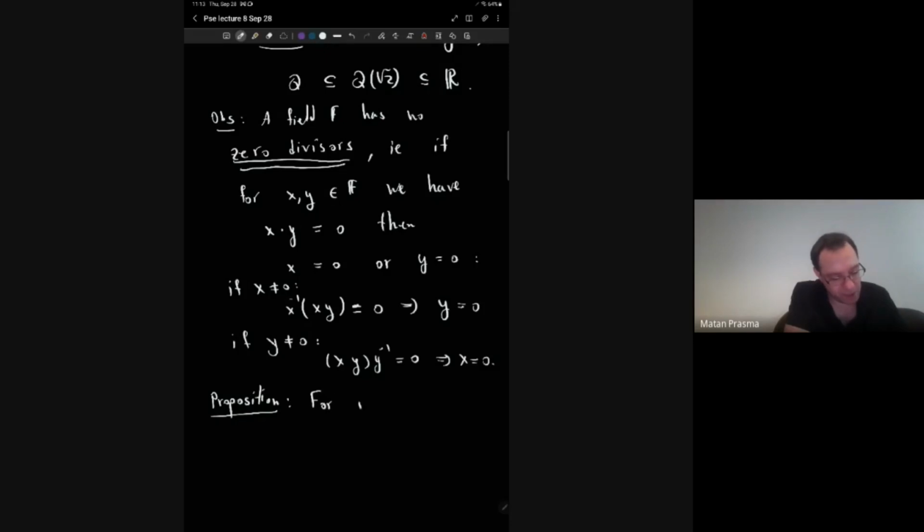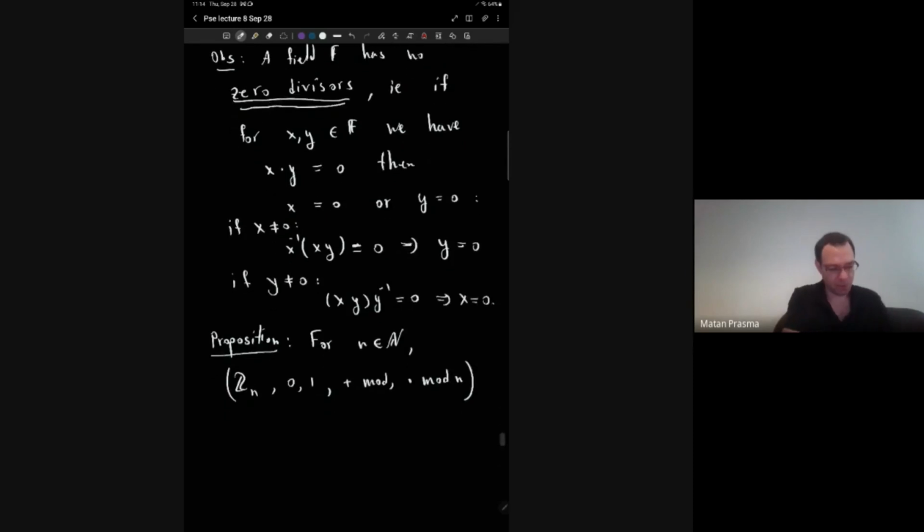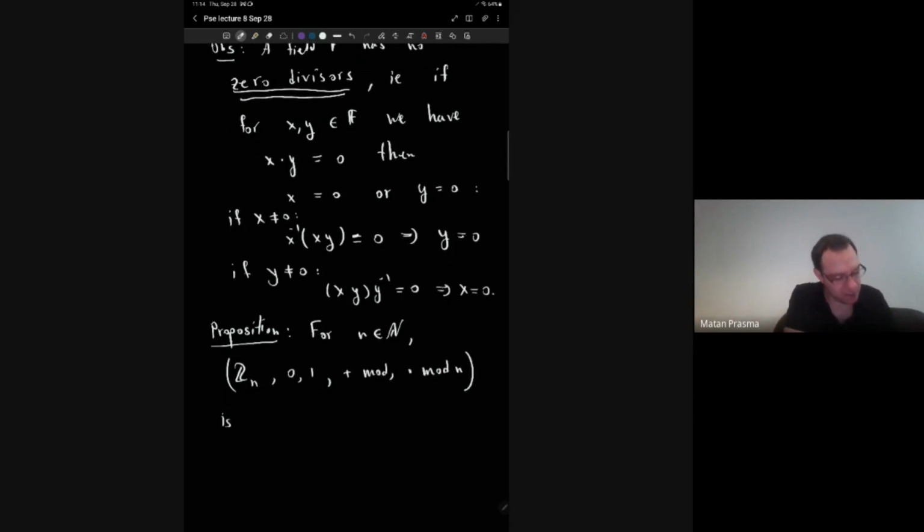So I take a natural number n, and I consider integers modulo n. Of course, I have a zero element, a unit element, and two operations, right? Addition modulo n and multiplication modulo n. So I have all the data that is needed for a field, but the question is, are the axioms of the field satisfied? And I claim that this is a field if and only if n equal to p is a prime.